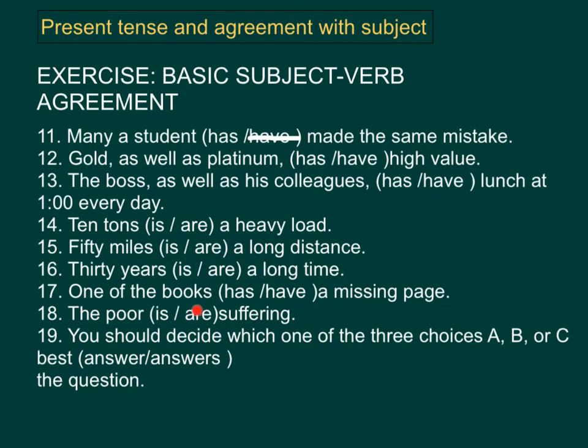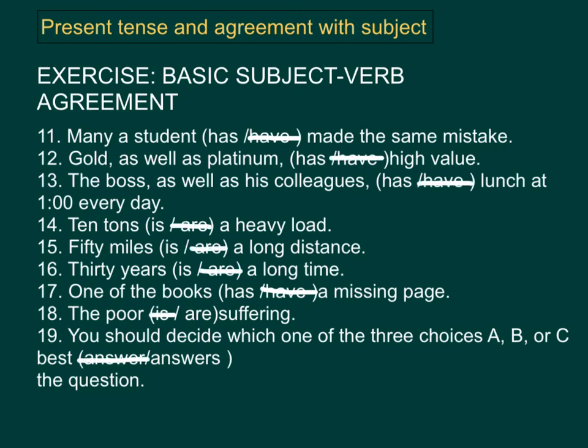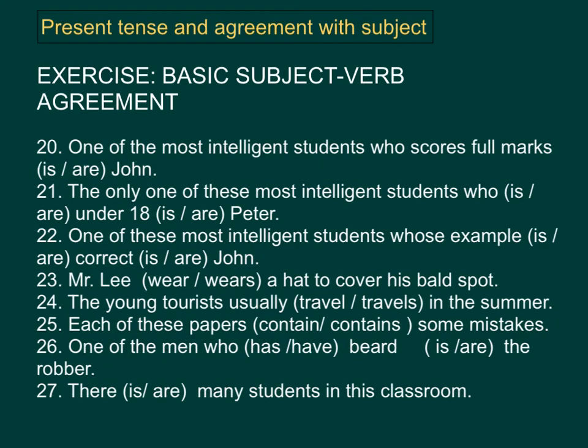We know that one of the books is the subject. And since one of the books refers to only one book, that means this is a singular phrase, which is why we use has. One of the books has a missing page. And I'll leave you to try the remaining questions on this page. Here are the answers. Let's do one more question.